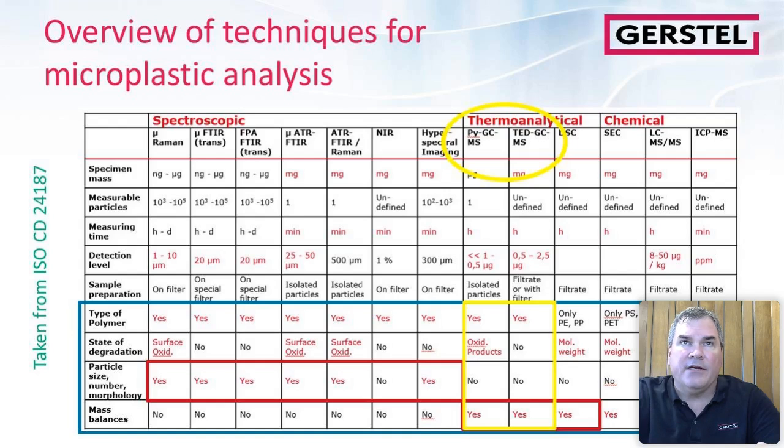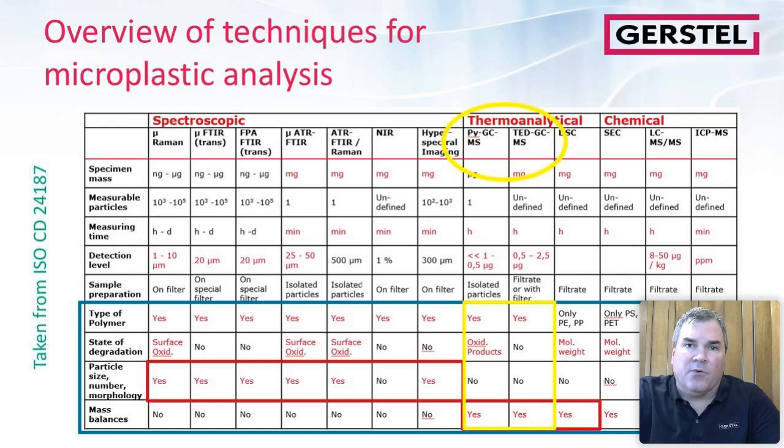Spectroscopic techniques are great in giving you particle sizing, number of particles, and the morphology, obviously, if you're seeing it under a microscope. But they can't give you mass balance. They can't give you an idea of micrograms per volume or micrograms per area of what's present in that microplastic sample. And this is something that pyrolysis can do. So you can also get the type of polymer. With pyrolysis, you can get an idea of some oxidation products, but you can't get particle size or number, but we can get the mass balance.